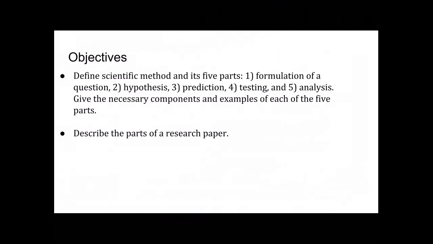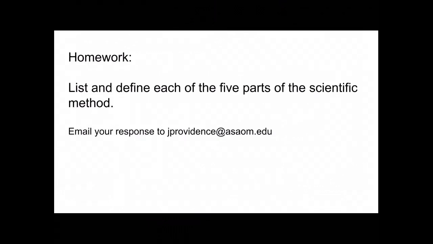Anyway, so here were our objectives. We defined the scientific method in its 5 parts. So we talked about the formulation of a question. We talked about a hypothesis. We talked about what a prediction is. We talked about the testing part of things and analysis. And we gave the necessary components and examples of each of the 5 parts, and then we took that and said, where does that turn up in a research paper? So we described the parts of a research paper, and hopefully we made those connections about where each of those parts of the scientific method shows up in a research paper.